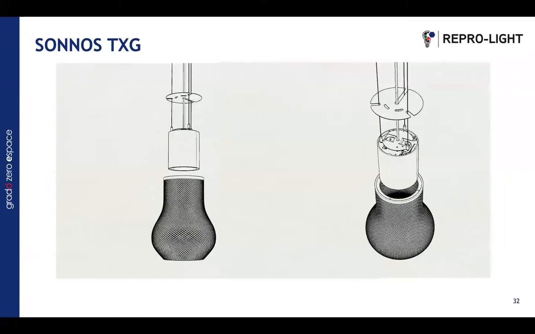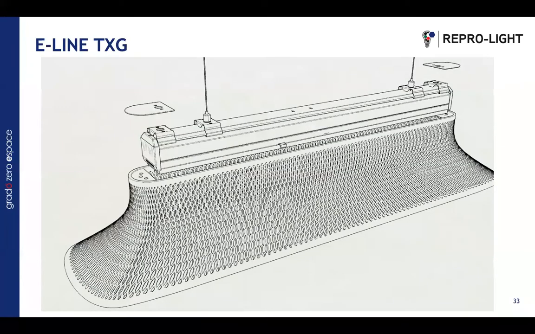Here, the two products of Trilus Group used within the ReproLite project and the personalization manufactured within this project are presented, starting from the SONNOS pendant luminaire and its personalized lamp shading elements. Together with the SONNOS pendant luminaire, the E-line linear luminaire was also taken as base product for lamp shading personalized coverings manufactured by Additive Production Technologies.